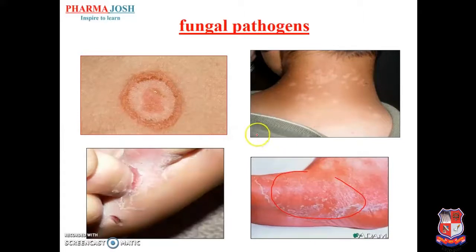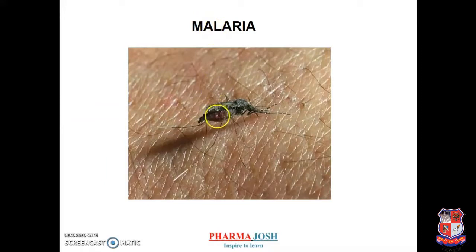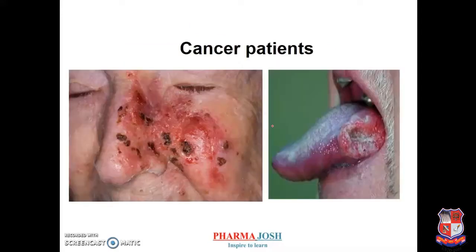These are some of the fungal infections we find, and in these fungal infections we use antifungals, and antifungals are a main part of chemotherapy. Malaria: malaria is mainly caused by the mosquito, and the patient suffering with malaria gets treatment. That treatment we can say is chemotherapy.